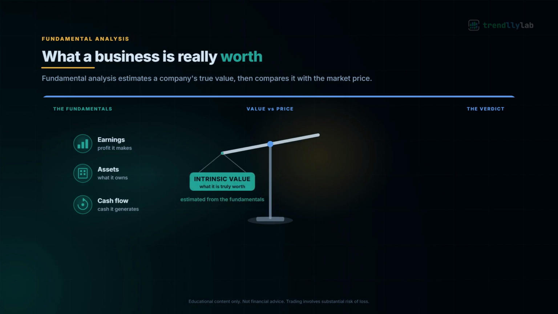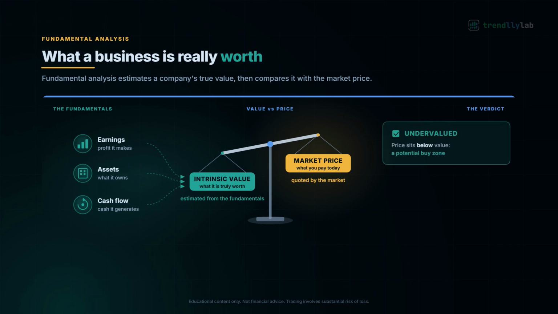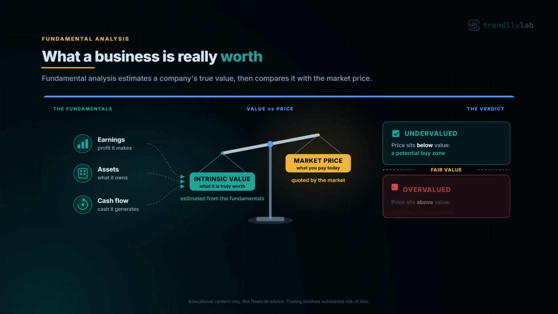On the left pan, intrinsic value. What the business is truly worth, estimated from those fundamentals. On the right pan, market price. What you pay today, quoted by the market. And those three fundamentals all feed the value side, which produces a verdict. If price sits below value, the stock is undervalued. Where the two meet is fair value. And if price sits above value, it is overvalued, and you may be overpaying. So you weigh what the business is worth against what the market is asking, and the gap is the opportunity.